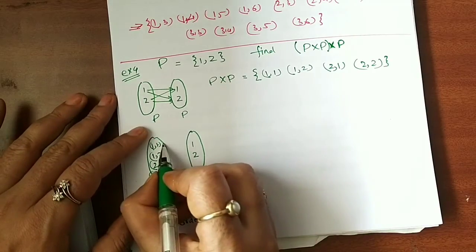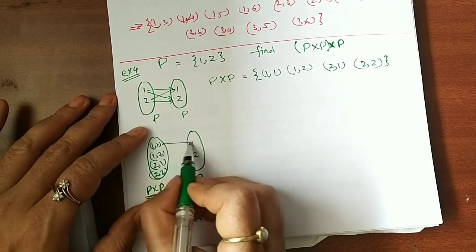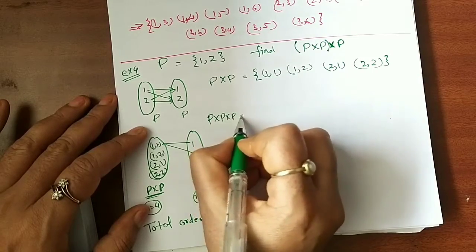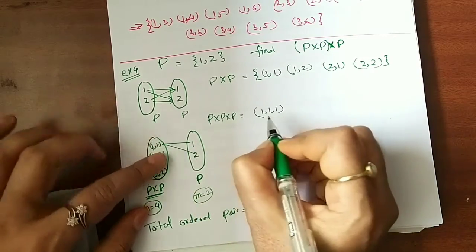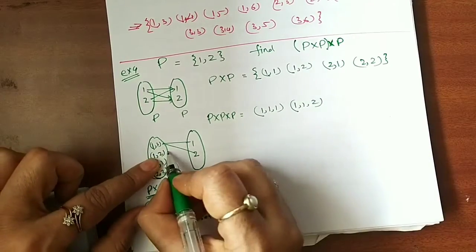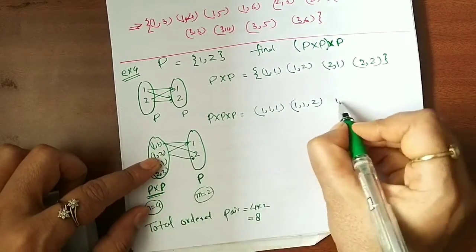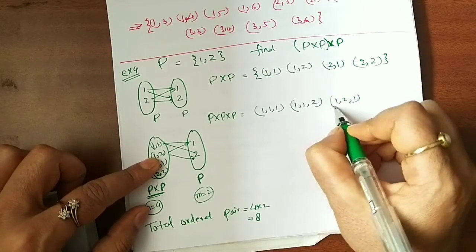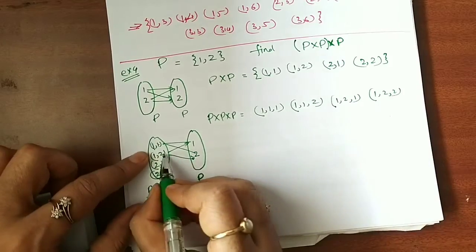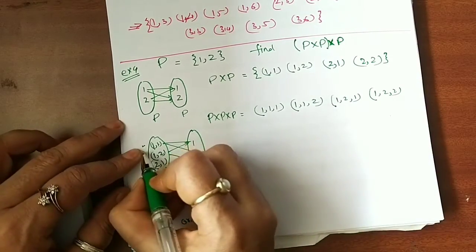So first will be 1, 1 with 1 and 2. So what I will get? P cross P cross P: 1 comma 1 comma 1, then 1 comma 1 comma 2. This is done. Now this with both, that is 1 comma 2 comma 1, and then with this 1 comma 2 comma 2. This is also done. Okay, these two are done.